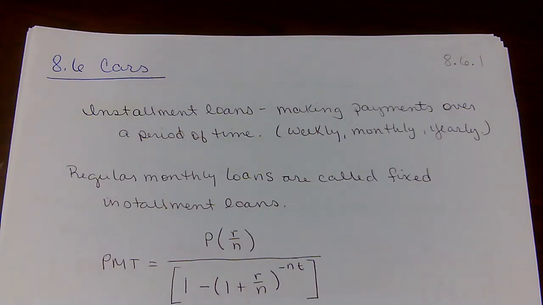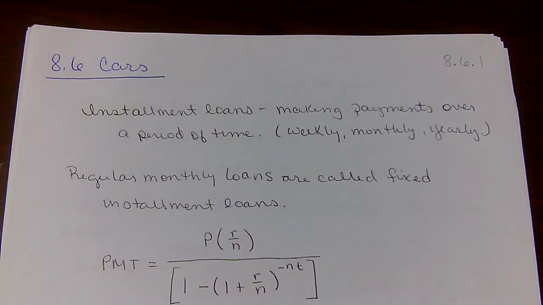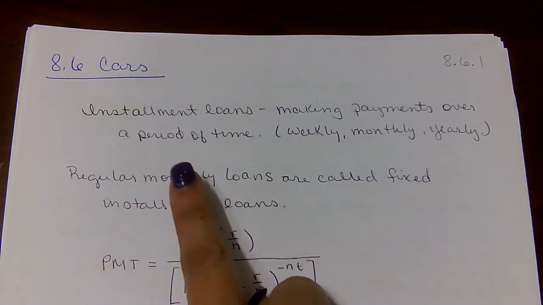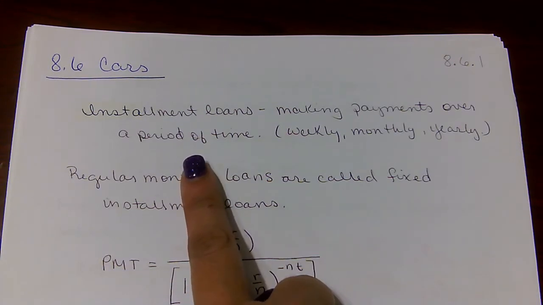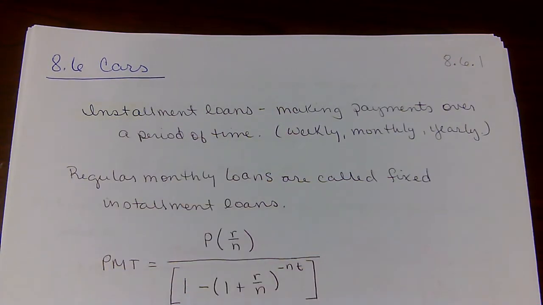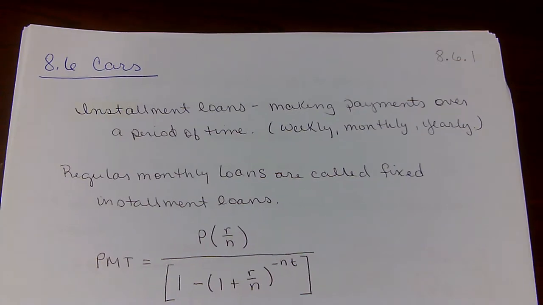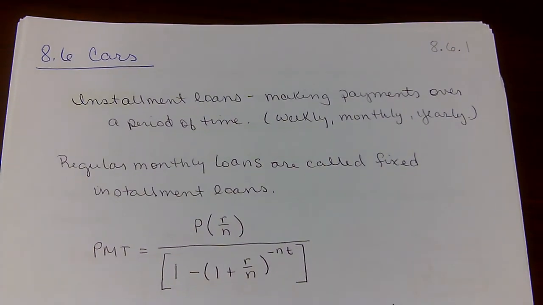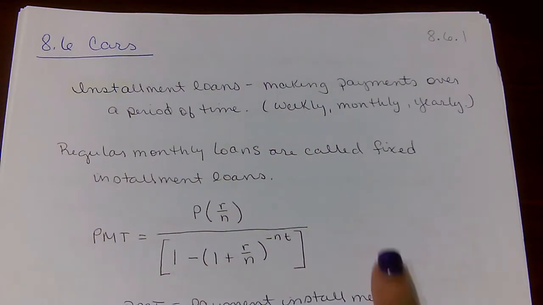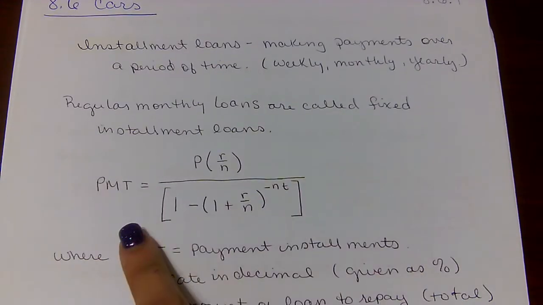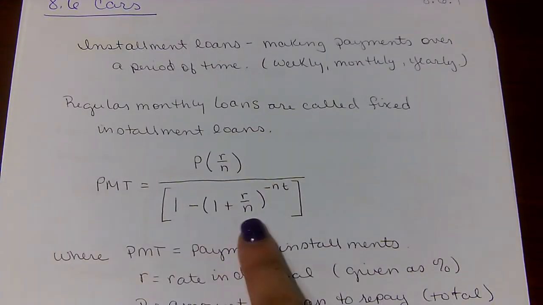In this section, we will be talking about 8.6, cars. Cars are in their own specific section because of the type of loans that we use to pay off a car. It's called an installment loan. Installment loans is when you make payments over a period of time, weekly, monthly, or yearly. Our regular monthly loans is called a fixed installment, and it is identified by this equation here.